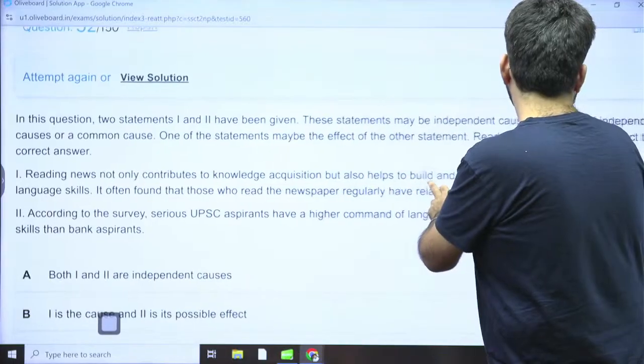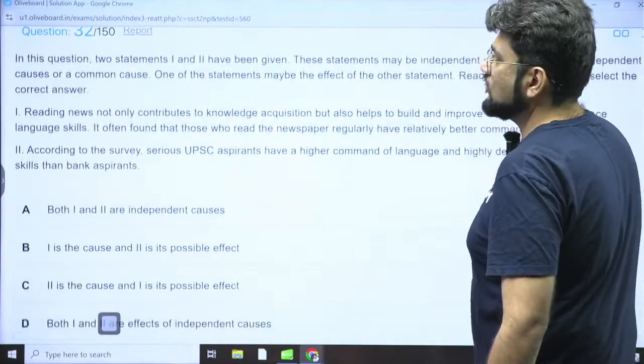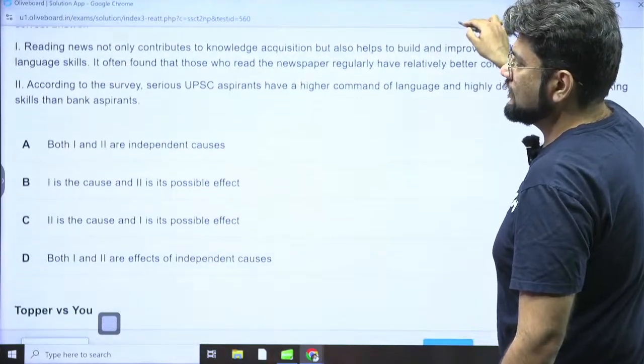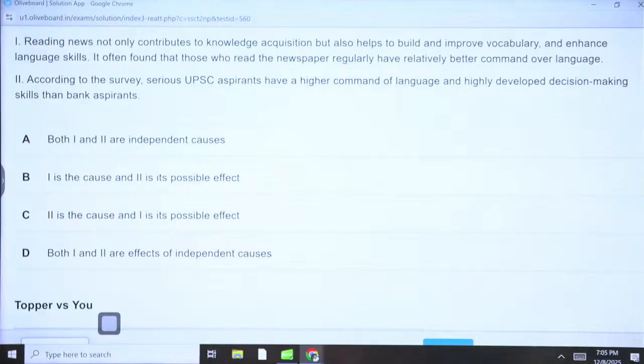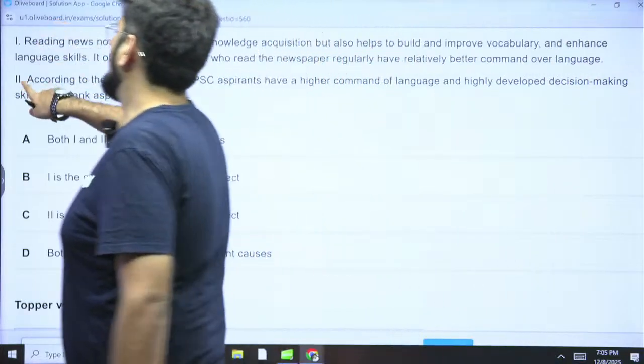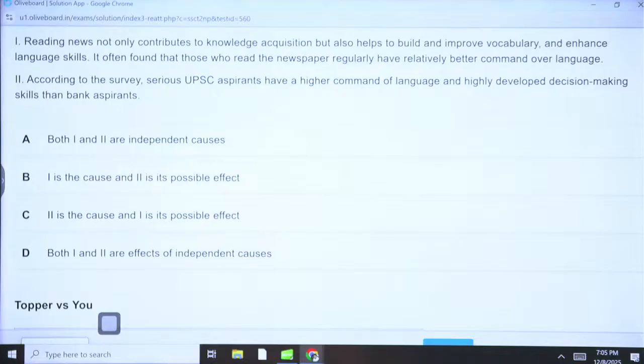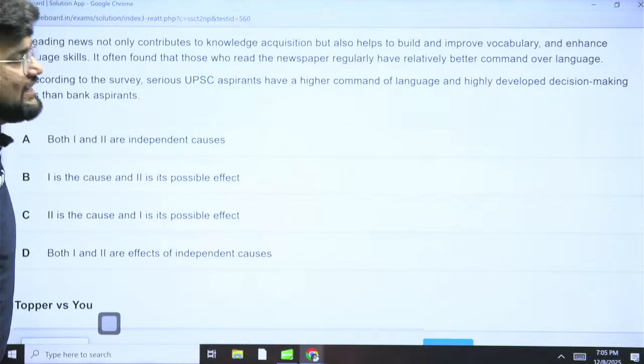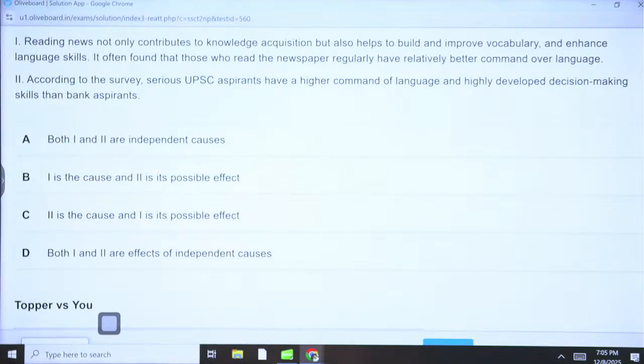Okay, cause and effect, right? Critical reasoning, cause and effect. Reading news not only contributes to knowledge acquisition but also helps to build and improve vocabulary and enhance language skills. It is often found that those who read the newspaper regularly have relatively better command over language because, according to the survey, serious UPSC aspirants have a higher command of language and highly developed decision-making skills than bank aspirants.